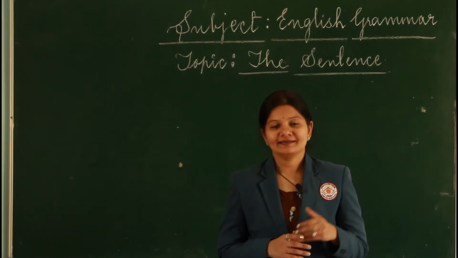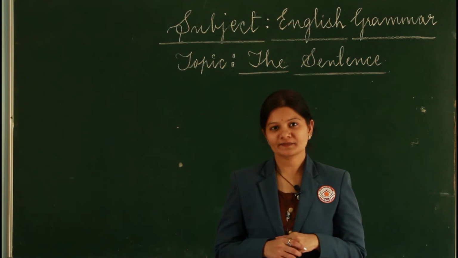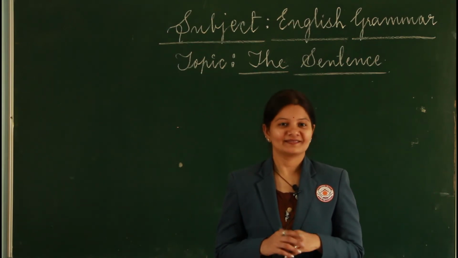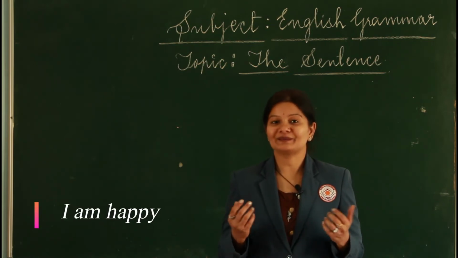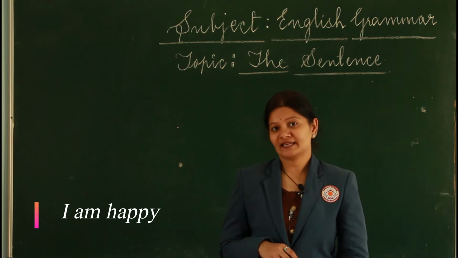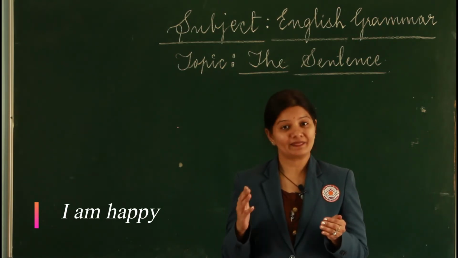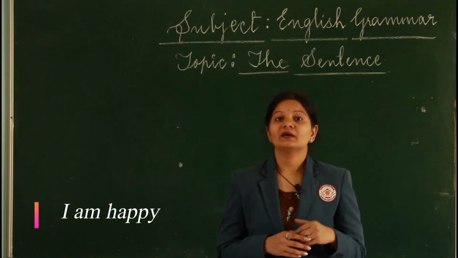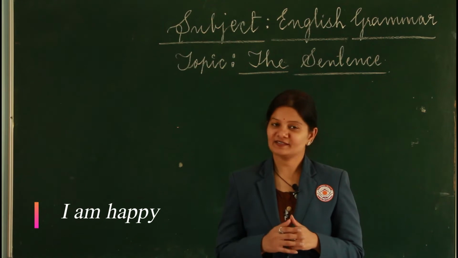So kids, let's begin with an example. Can you think of a sentence? Well, let me frame a simple sentence for you. I am happy. Yes? So this is an example of a sentence. Can you guess the subject and the predicate here? I is the subject, am happy is the predicate.